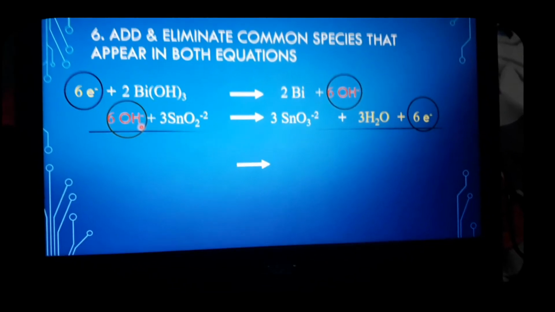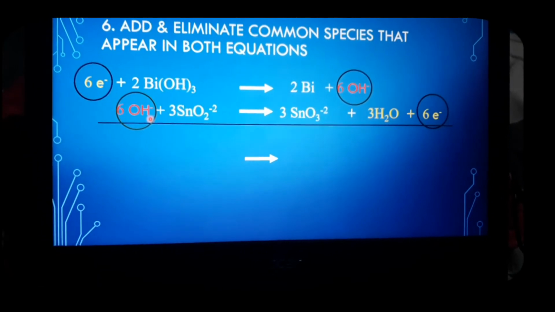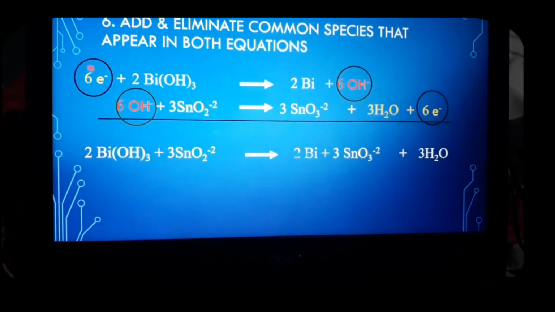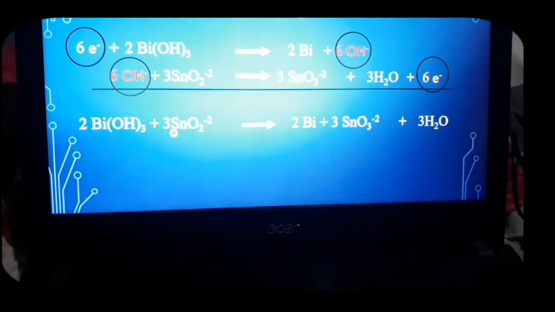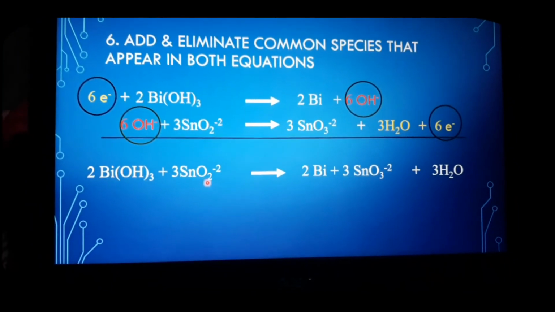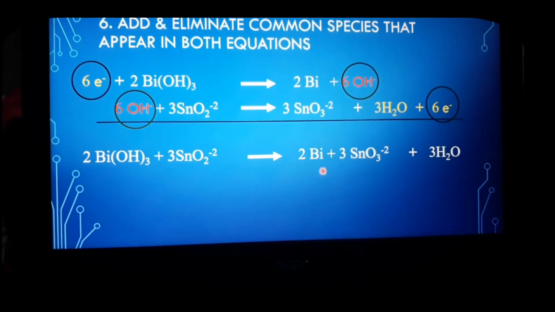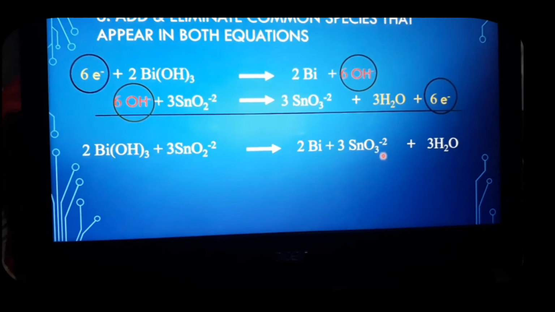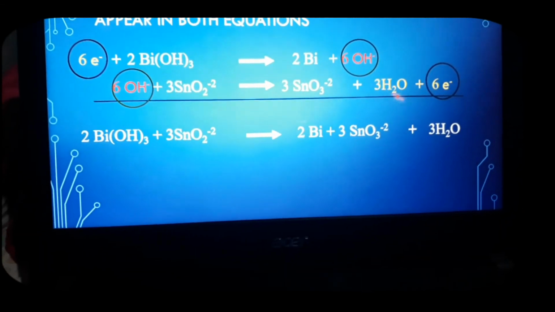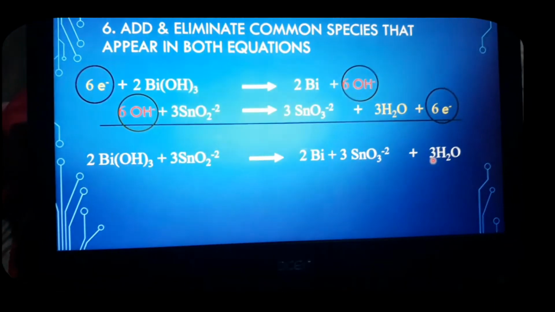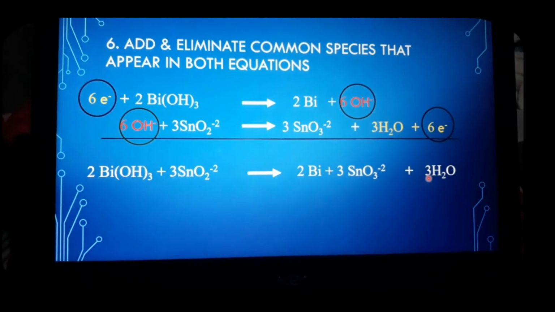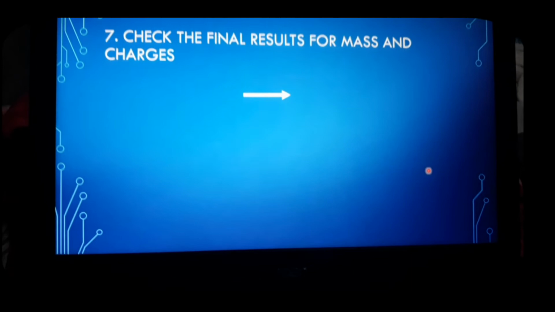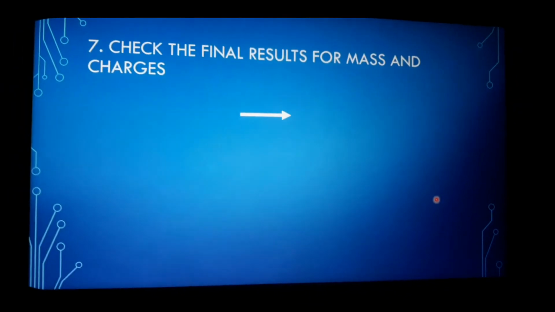Then we add what's left. So we have there 2 bismuth hydroxide plus 3 SnO2 minus 2 will produce 2 bismuth metal plus 3 SnO3 minus 2 plus the water that is left, so 3 molecules of water. So next is just merely checking. We're going to check whether it is balanced or not. Check the final result for mass and charges.